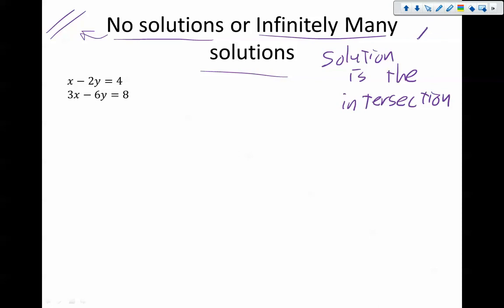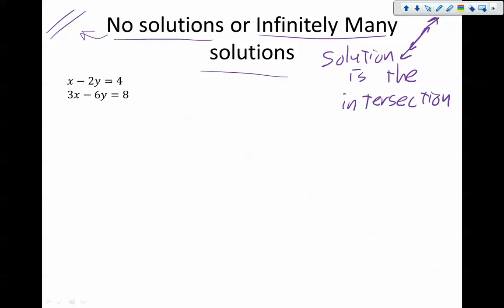And what that means is that the two lines we're talking about are the same line. They are just different values of that. So no solutions will be parallel lines. Infinite solutions will be the same line. How can we tell that from looking at the equations? Well, let's do it.